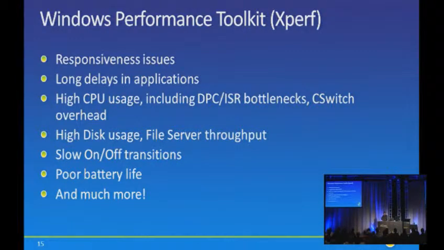High CPU usage, DPC, ISR bottlenecks, C switch, high disk usage. Which application is using a high disk? Why is it making its disk usage very high? Slow on/off transitions, poor battery life, and much more. You can do so many things with Xperf.